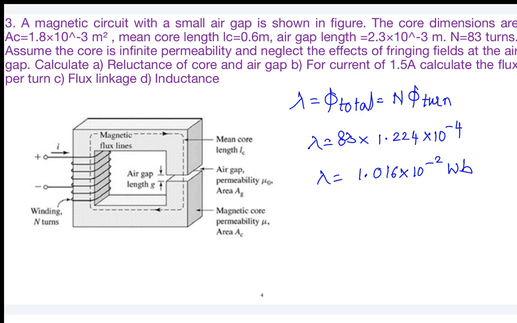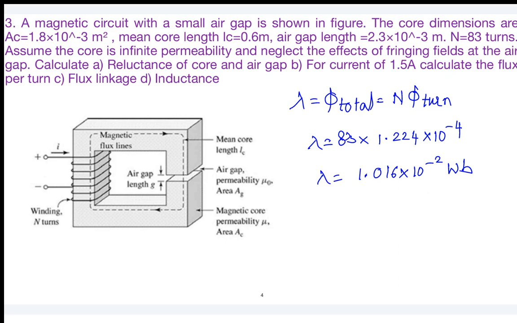Sir, in case of phi total, do we have to mention turns, like we mention ampere turn in case of MMF? Ampere turn, in this case, is not required, because flux is always called webers only. Okay, sir. Webers, yes.